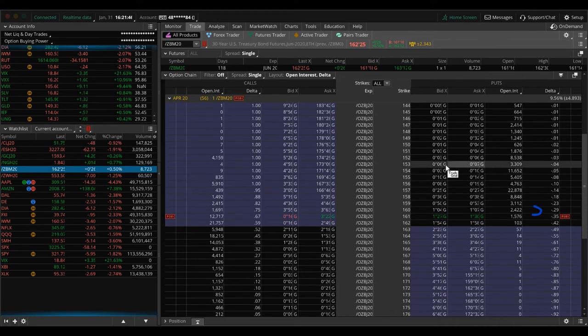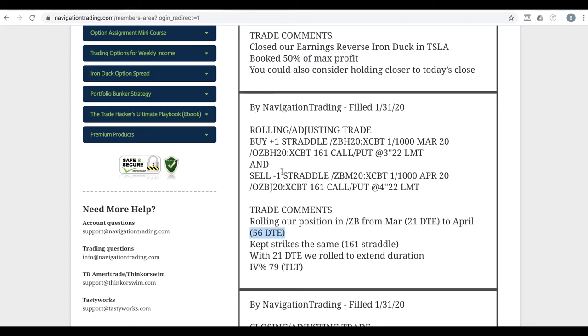In this case, if we were down here like the 3 delta, we would roll up to about the 30 delta. Well, we're already at the 35. And so for that reason, that's why we just kept the 161. We don't want to roll down because we're going to collect less credit. We may not get a net credit on the overall roll. So that's the reason for positioning it around that 161 and just keeping it there. So hopefully that makes sense.